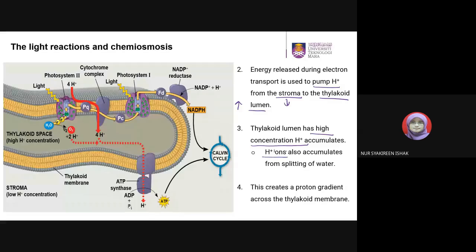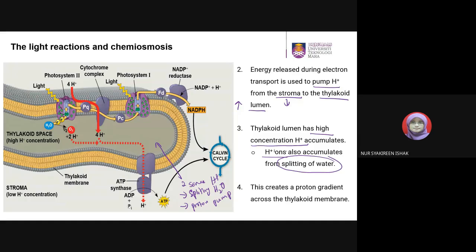So the hydrogen ions also result from the splitting of water molecules. So sekarang ni ada dua sumber, two sources of hydrogen ion in the thylakoid lumen. Satu from splitting of water molecules at photosystem 2, kan? Satu lagi result from the proton pump, that pumps hydrogen ions from the stroma into the thylakoid lumen. Kan? So that's why the concentration of hydrogen ion in the lumen is really high.